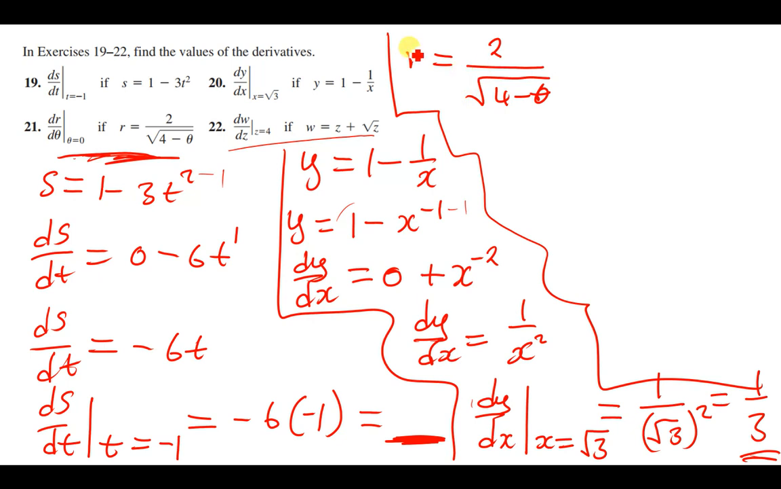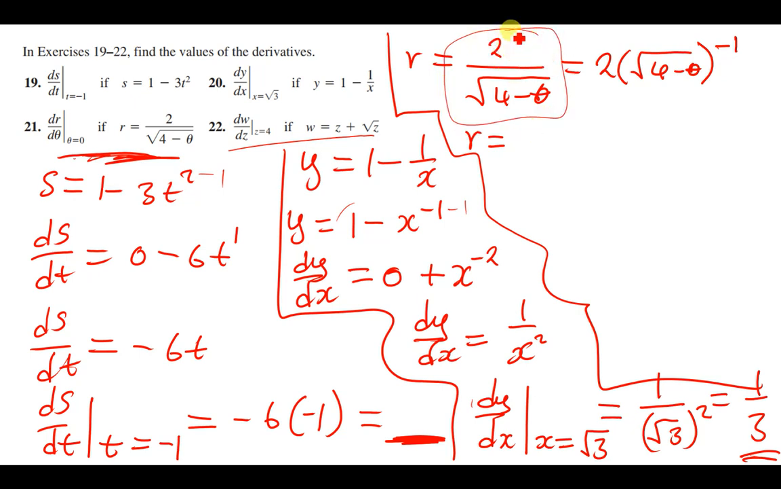Now to find dr/d theta, if you want, you can use the quotient rule. You will still get the same answer as what I'm going to get. So this r can also be written as 2, and then open brackets, the square root of 4 minus theta, and then raised to the power negative 1. I'm just trying to simplify the expression, but if you want, you can use the quotient rule from this expression here.